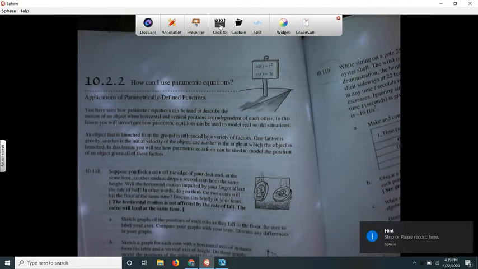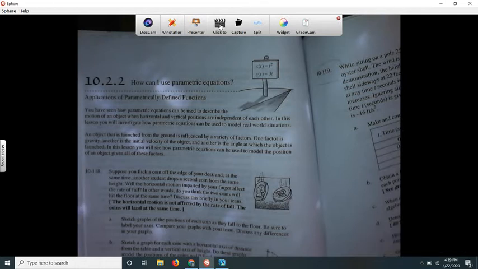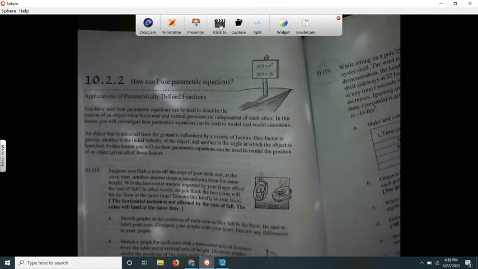Here's Precalc. It's your lecture for 10.2.2. It's how can I use parametric equations? So it has some applications for parametric equations.